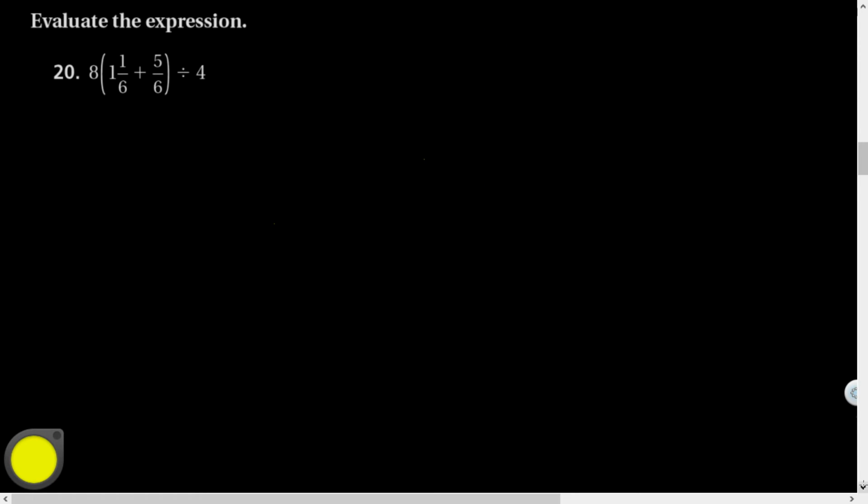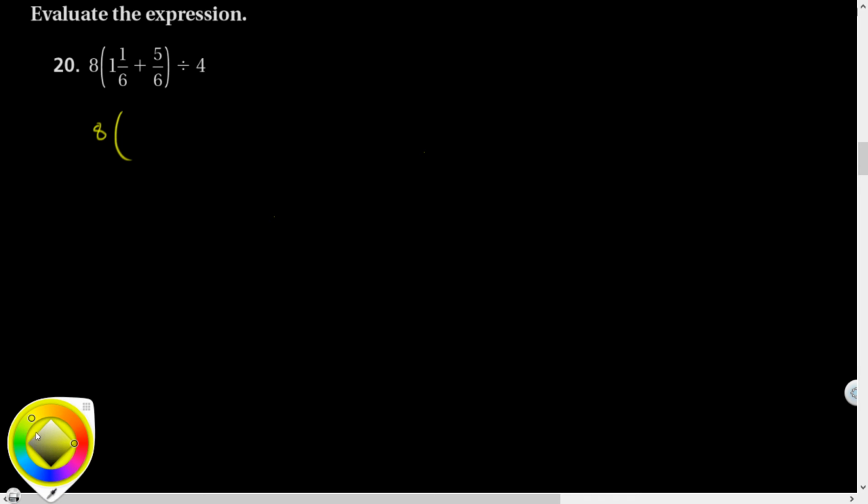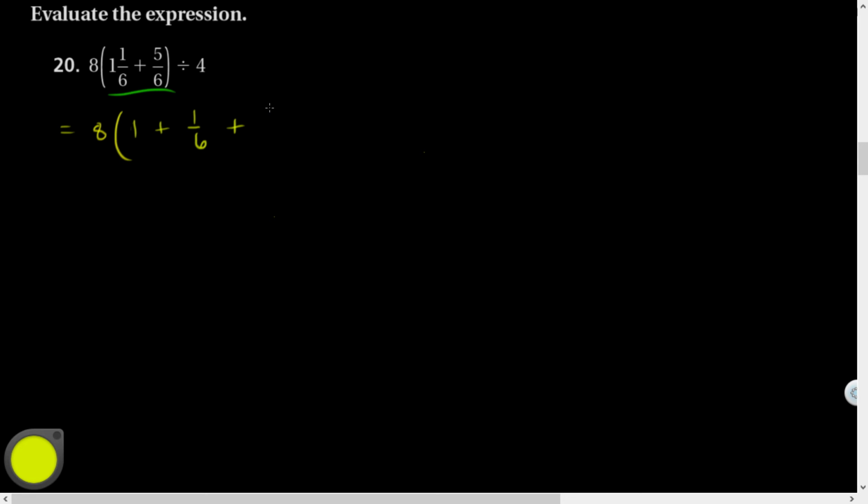This one's probably scared you. But the fractions they chose for these were super friendly. So that was nice of them. Thanks, Big Ideas. Actually, yeah, this is Big Ideas. So let's see. First of all, I'm going to add these. I'm working inside the parentheses, so that's why I'm targeting addition first. 1 and 1/6 is the same as 1 plus 1/6, plus 5/6, if I break that apart a little bit.